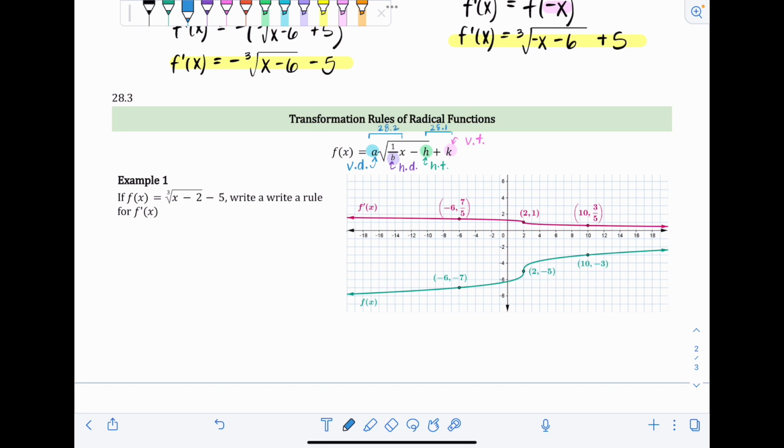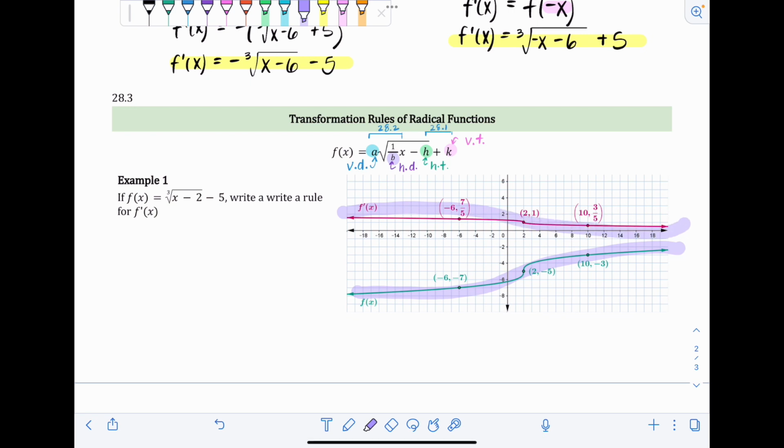Okay, so example 1, if f of x is equal to the cubed root of x minus 2 minus 5, write a rule for f prime of x. So there's a couple different transformations happening here. You can see that there's a vertical reflection, because the graph is flipping and going a different direction. So if f of x is where we're starting, you can see that's trending up and to the right versus f prime of x is going down and to the right.